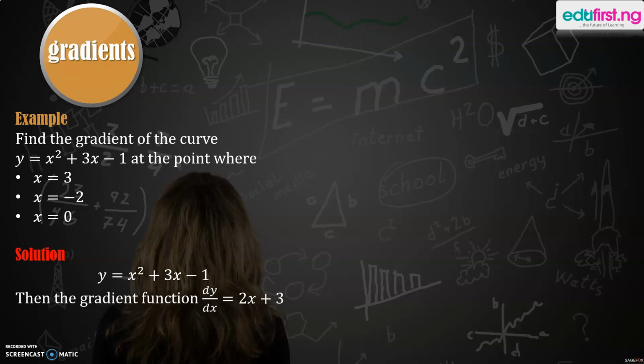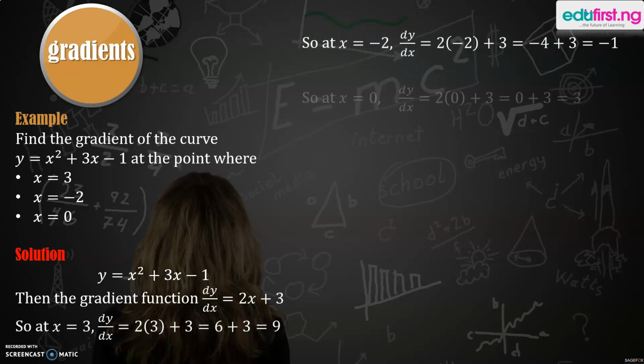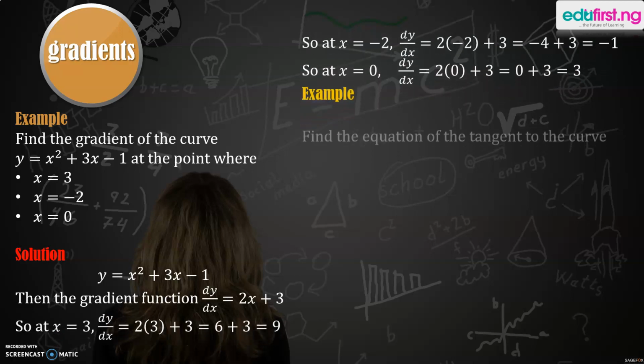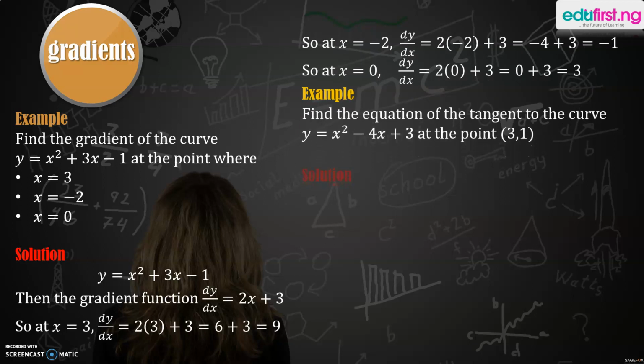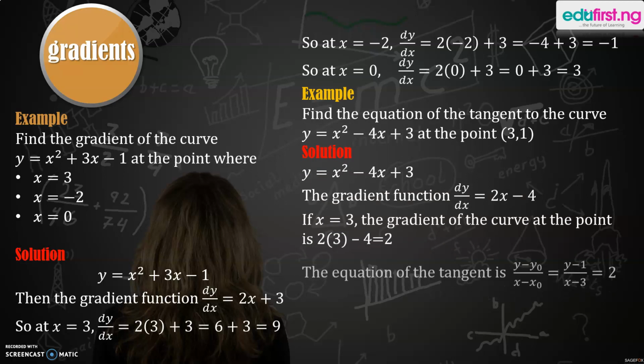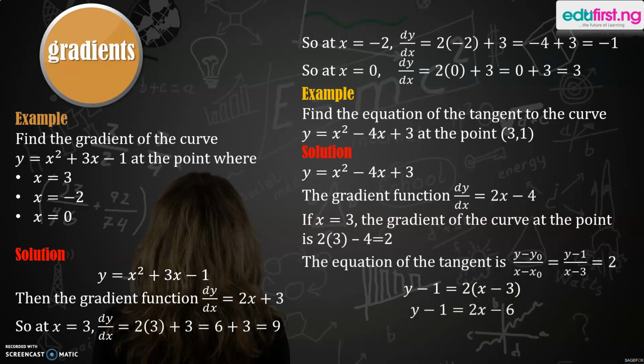The solution: y equals x squared plus 3x minus 1. Then the gradient function, dy/dx, is 2x plus 3. So at x equals 3, dy/dx becomes 9. At x equals minus 2, dy/dx becomes minus 1. At x equals 0, dy/dx is 3.